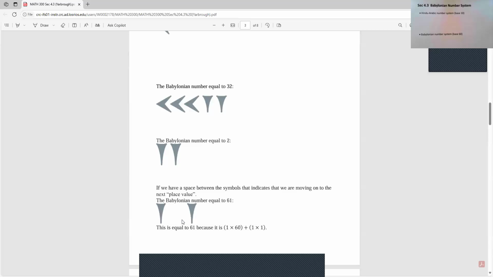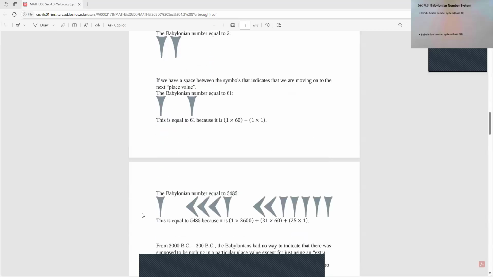And so when you see this space value, this right here means one set of one. Then the space means move over to the next place value, and this means one set of 60. So this is one set of 60 plus one set of one. That's why this number is equal to 61, while this number is equal to 2. I know that's strange. Let's look at another example.